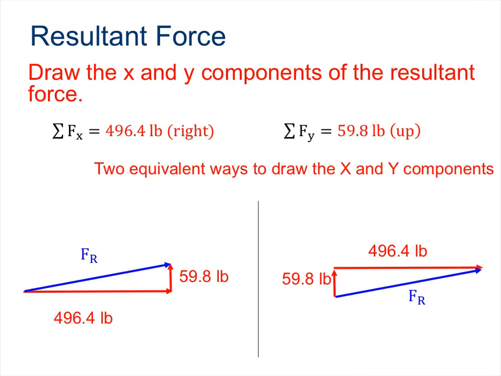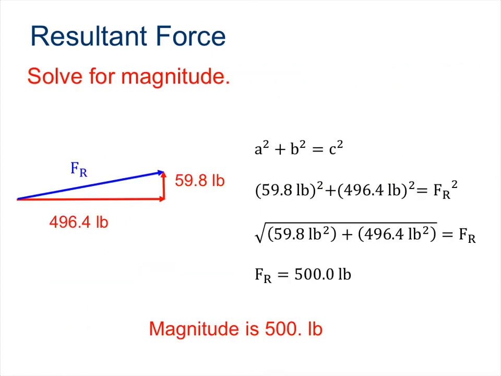Here you can see a sketch of the resultant force that includes the final x and y components. We have 496.4 to the right, 59.8 pounds of force up. Again, I can use Pythagorean theorem here to find our final magnitude of our resultant force. So 496.4 squared plus 59.8 squared, take the square root of that, and I'll get my force of my resultant vector. When you do the calculations, you can see that the magnitude ends up being 500 pounds of force.